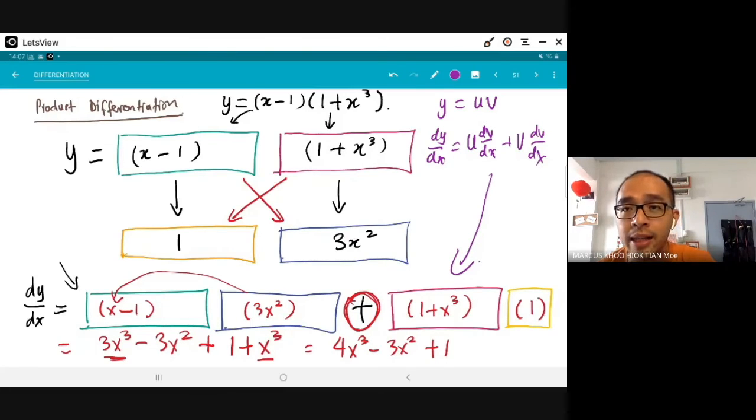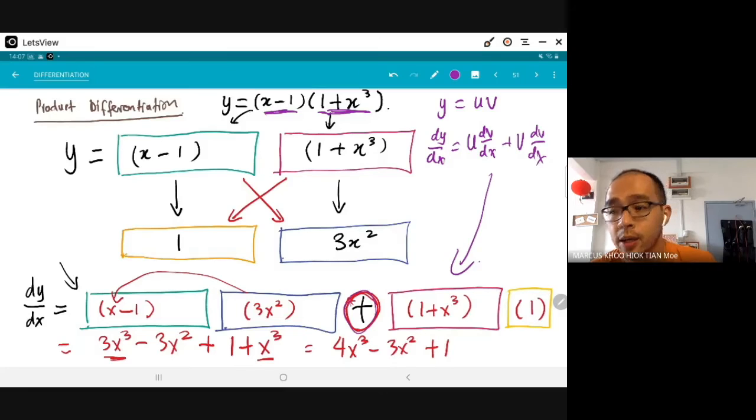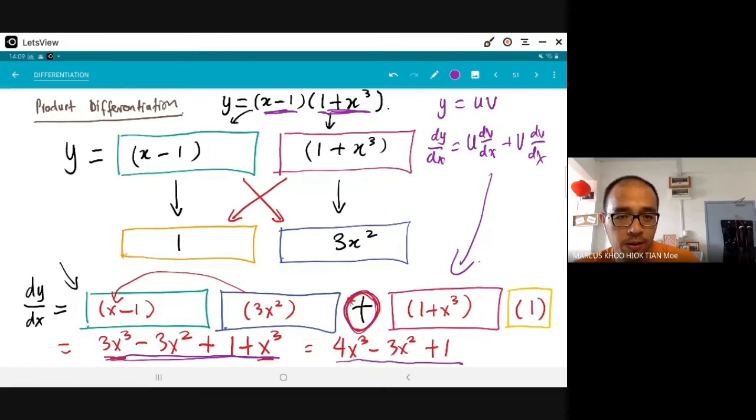All you have to do is just separate it out. This is one box and this is another box. Differentiate them individually, then you cross multiply. Make sure that you don't multiply each box with itself. Just cross multiply, and then you add both cross multiplications together. Very simple. Okay, can you please try question 4 and 5a, everyone? Try question 4 and 5a first, on page 5.